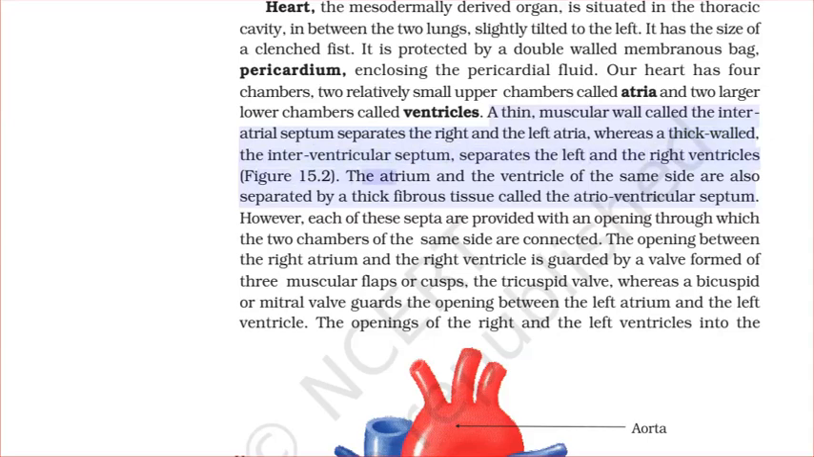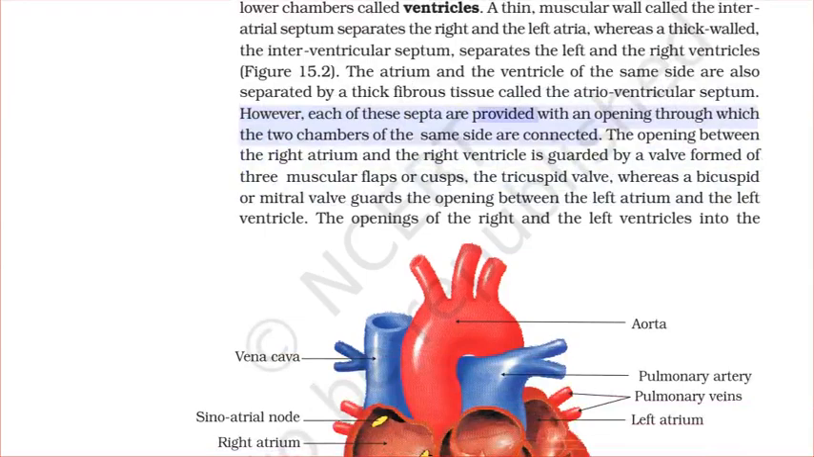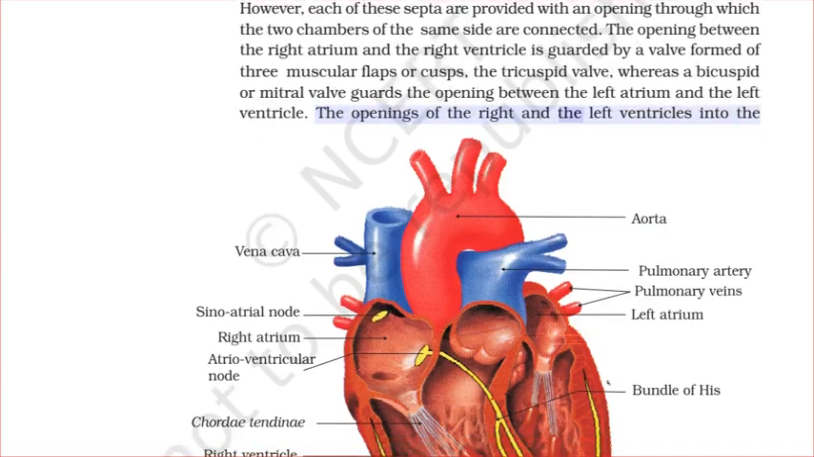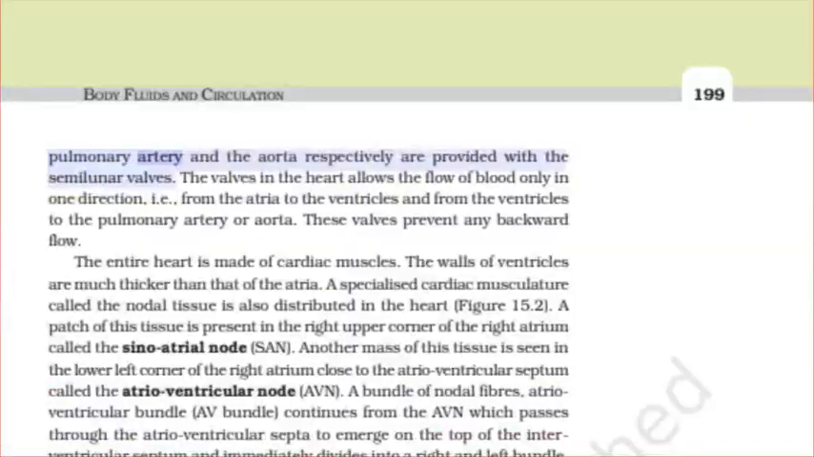The atrium and the ventricle of the same side are also separated by a thick fibrous tissue called the atrioventricular septum. However, each of these septa is provided with an opening through which the two chambers of the same side are connected. The opening between the right atrium and the right ventricle is guarded by a valve formed of three muscular flaps or cusps, the tricuspid valve, whereas a bicuspid or mitral valve guards the opening between the left atrium and the left ventricle. The openings of the right and the left ventricles into the pulmonary artery and the aorta respectively are provided with the semilunar valves.